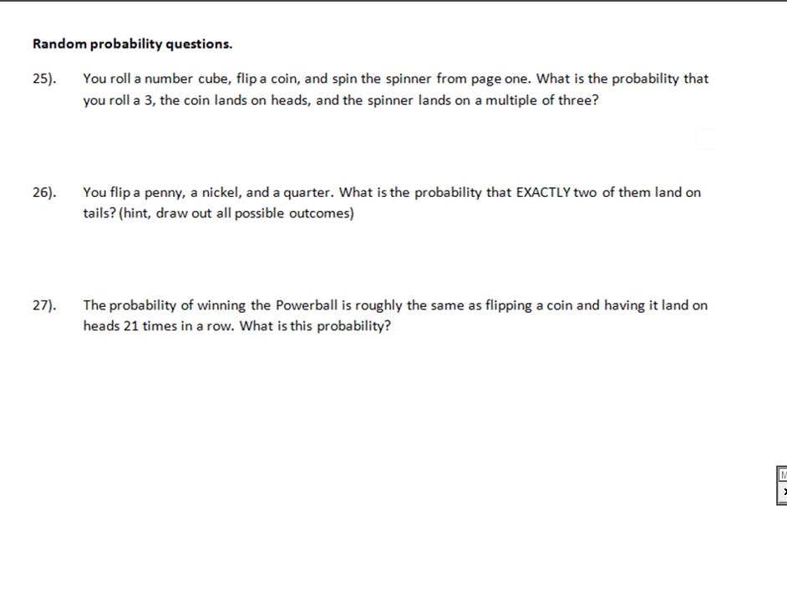Okay, last set. You roll a number cube, you flip a coin, and you spin the spinner from the first page. What's the probability that you roll a 3, the coin lands on heads, and the spinner lands on a multiple of 3? So I have 3 different things going on with the word and in between. So I'm going to have to multiply 3 different probabilities.